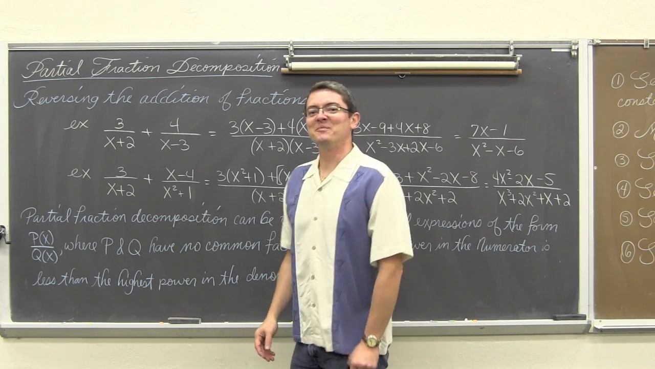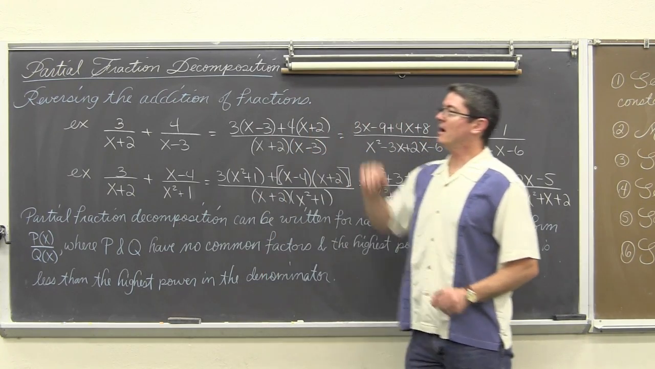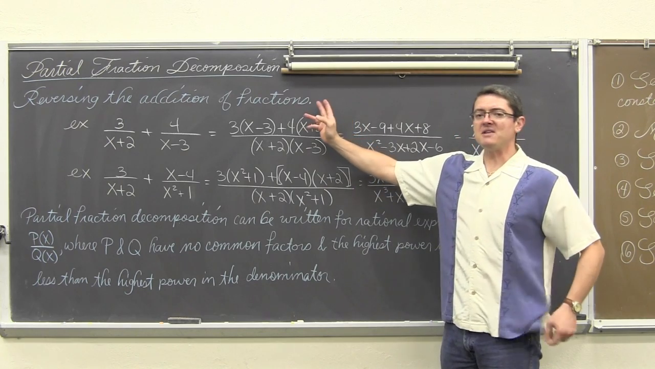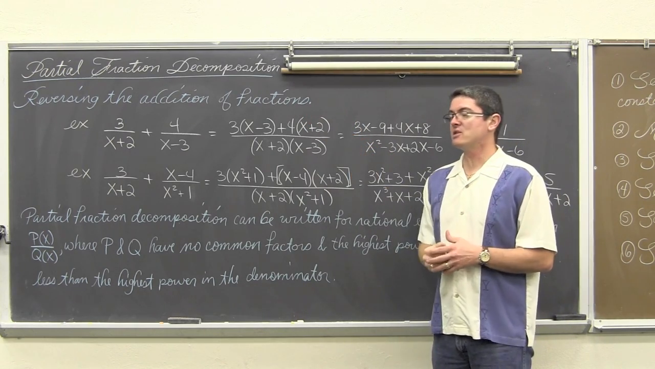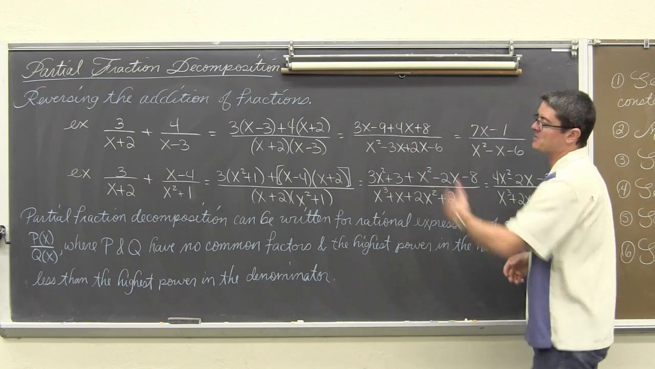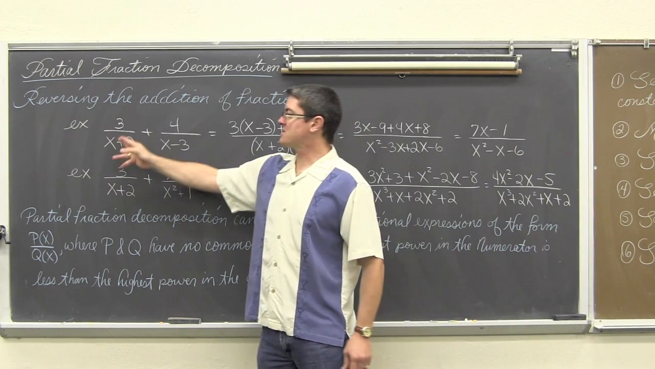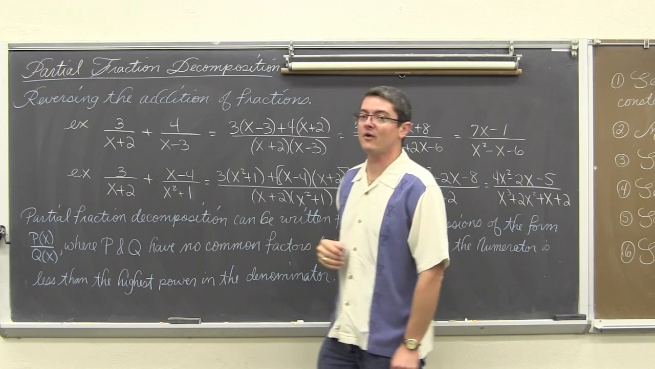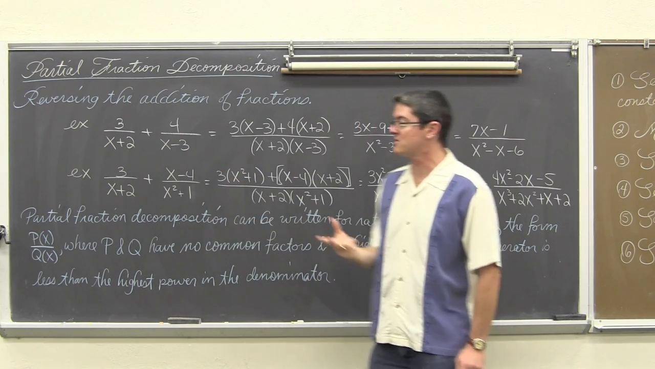Bam, Mr. True. In this video, we're going to start talking about partial fraction decomposition. That means basically we're just going to reverse the addition of fractions. So I've got two examples here where I've got a constant over a linear denominator, degree of 1, plus another constant over another denominator which is linear, x minus 3.